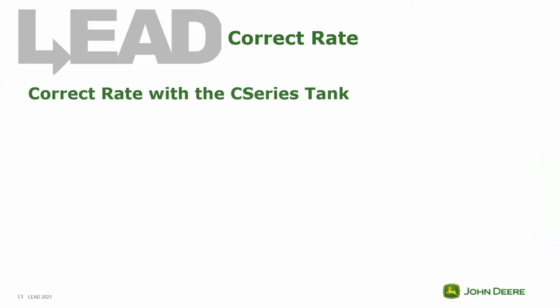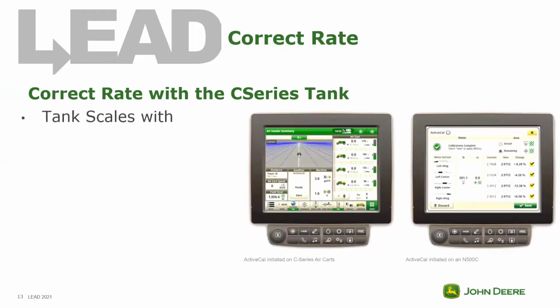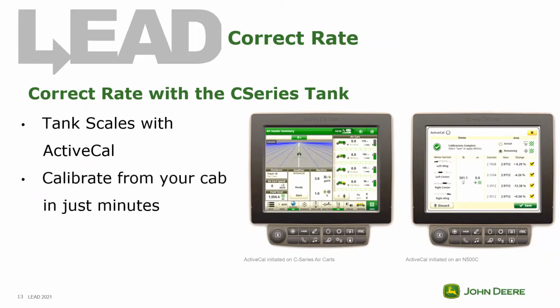Tank scales with ActiveCal options allow you to calibrate from your cab in just minutes. The more frequently you calibrate your seeding equipment, the more accurate it will perform. With ActiveCal, you can do the calibration from your cab and minimize the variation in product metering. It only takes minutes, so there is no need for back and forth trips to the cart. The best part is that ActiveCal is designed to recalibrate itself throughout your workday, to give you confidence in changing product weight and weather conditions.